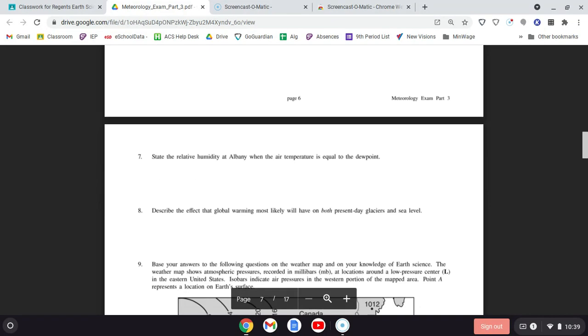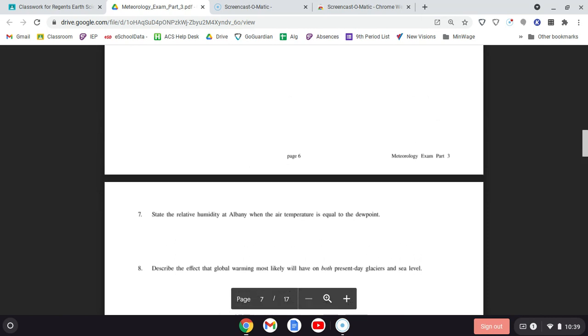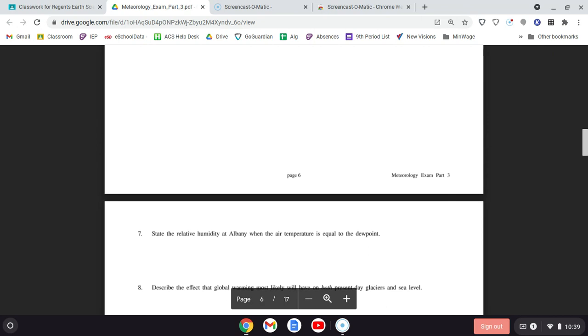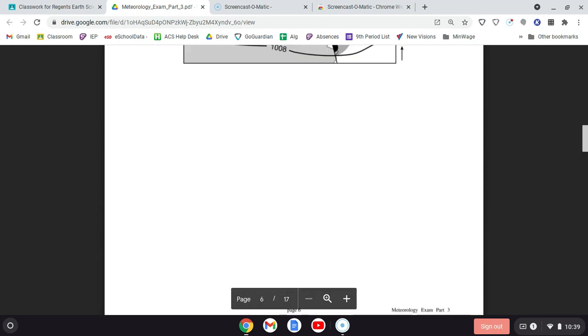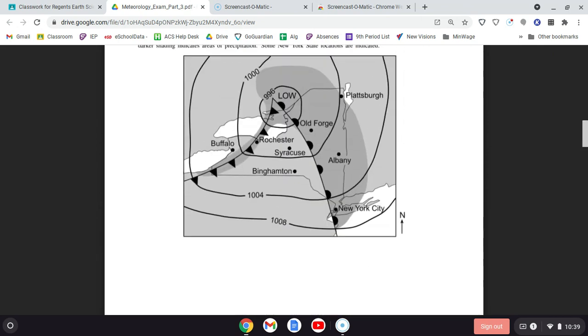So what do they want? For number 7, state the relative humidity at Albany when the air temperature is equal to the dew point. What would be the relative humidity in Albany when the air temperature is equal to the dew point? How do we do that? Well, you're in Albany, you kind of have to figure out where it would fall in between.